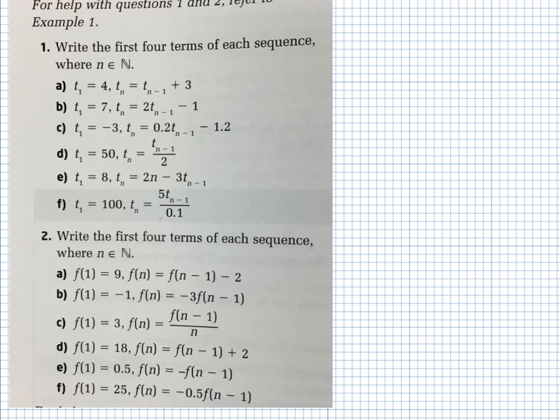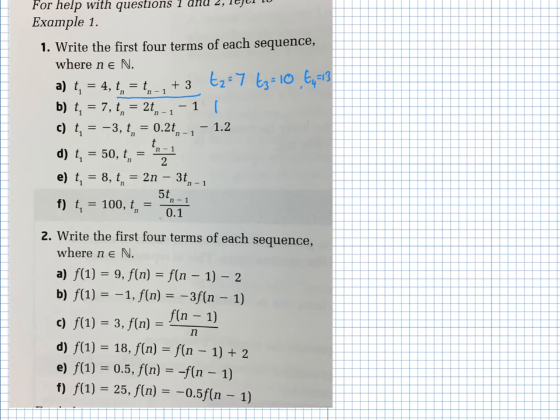Question 1a says the first term is 4, and the formula says the next term equals the previous term plus 3. So T2 would be the previous term plus 3, which would be 4 plus 3 is 7. T3 will be the previous term plus 3, 10. And T4 will be the previous term plus 3, 13.